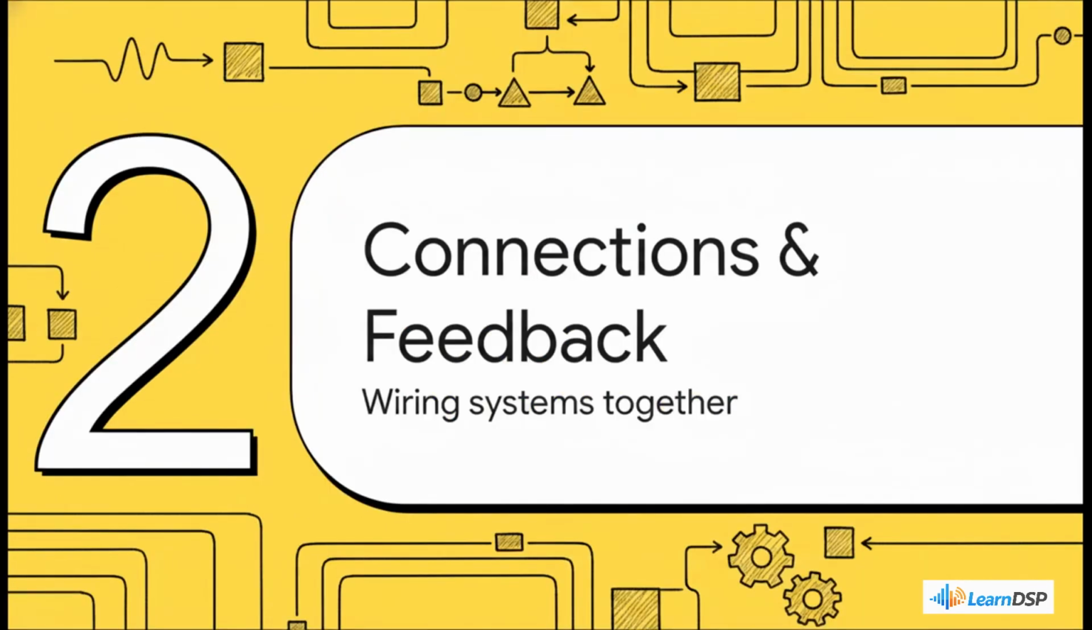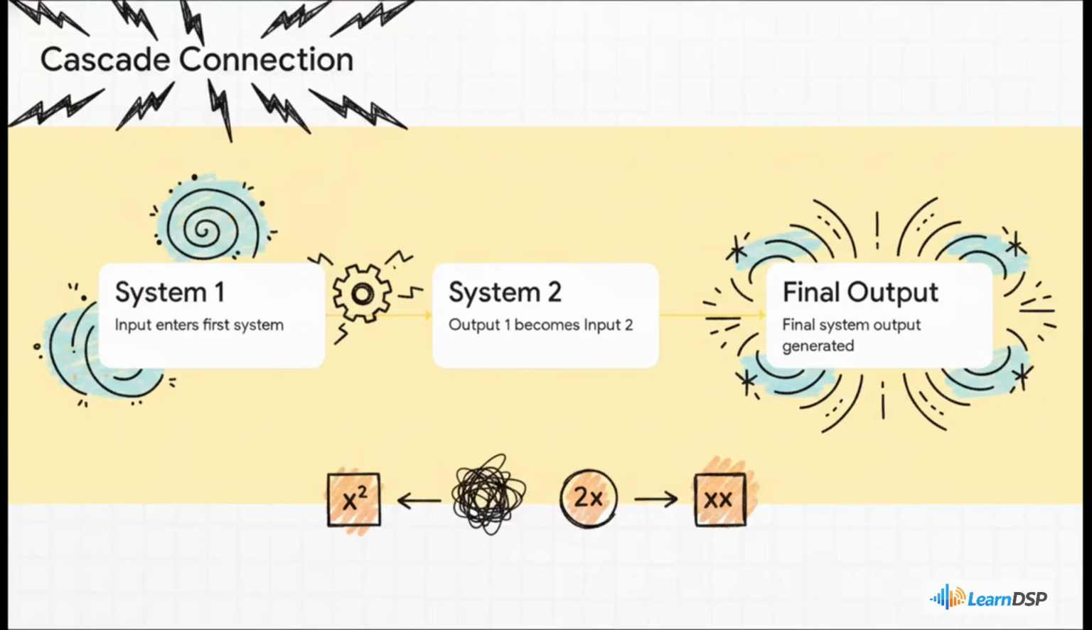Moving on to Section 2, let's see what happens when they actually start wiring these systems together. Imagine a cascade or series interconnection. It's pretty simple. The input goes into System 1, and the output of that system immediately becomes the input of System 2. But, and this is a massive but, here is the critical rule for general, everyday systems. The order of these steps drastically changes your final output.